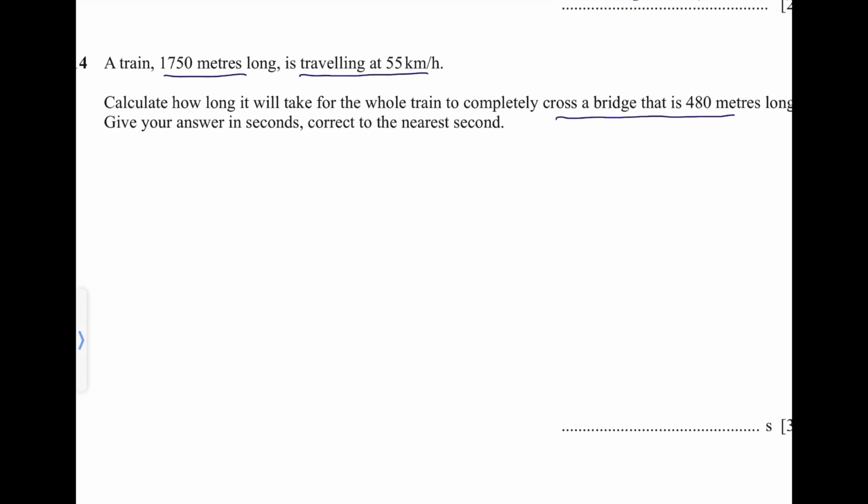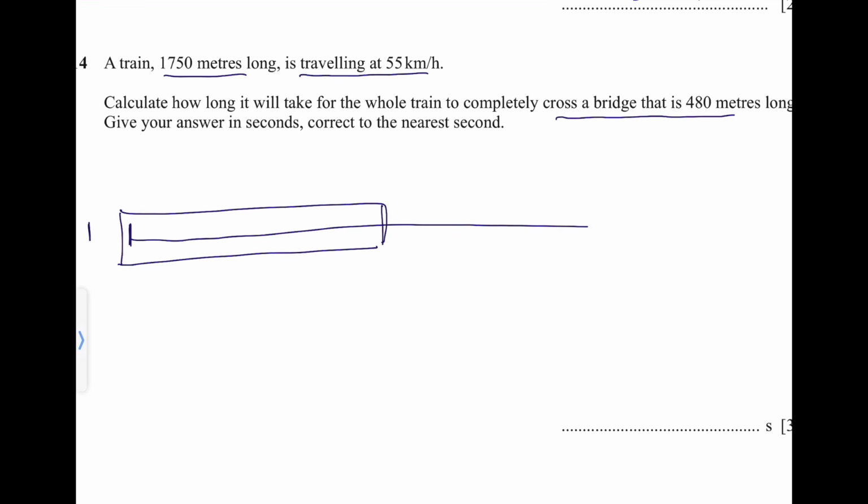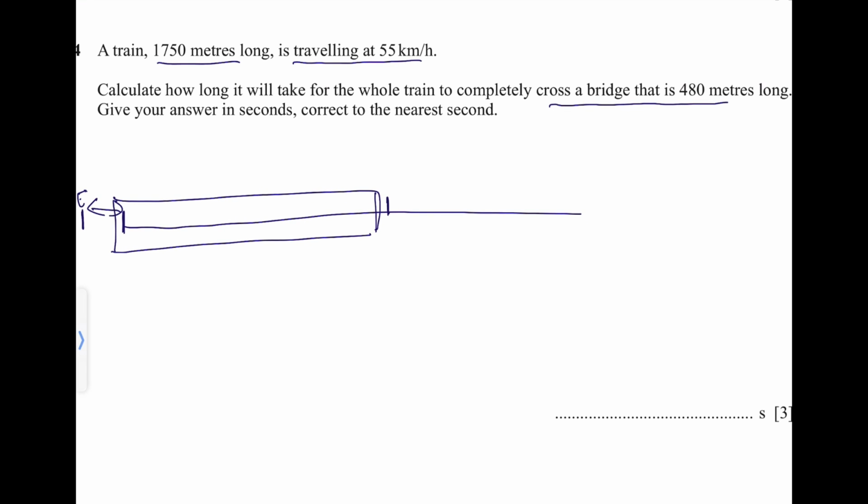Because let's say this is the bridge. If the train is entering from this point, then it should go all the way here, so that the other end of the train, let's say this is the end, is basically here, so that this length also needs to be covered. So hence, first thing you're going to add them. So 1750 plus 480 is 2230.